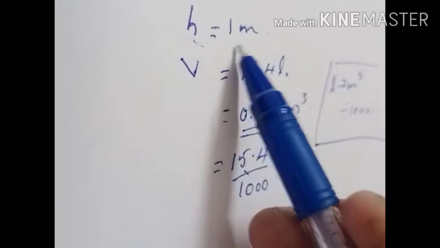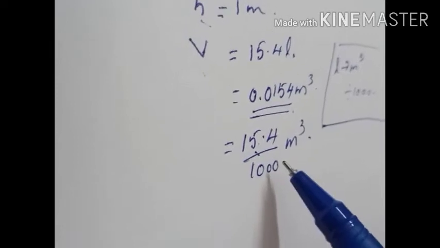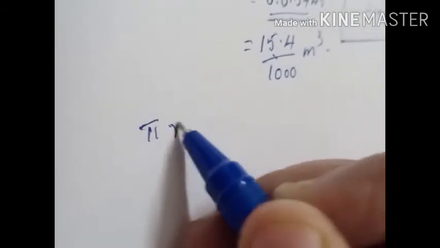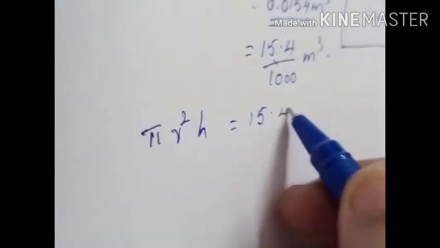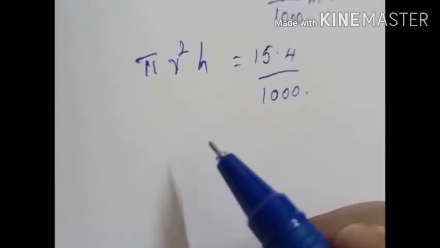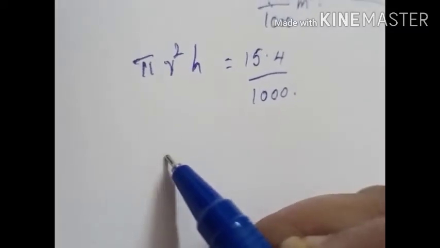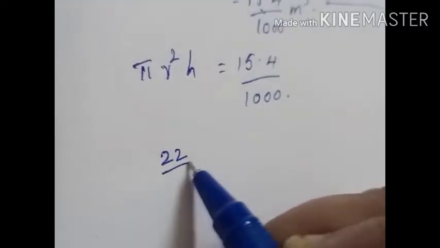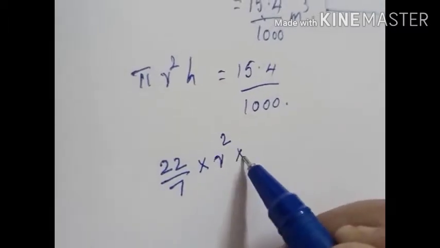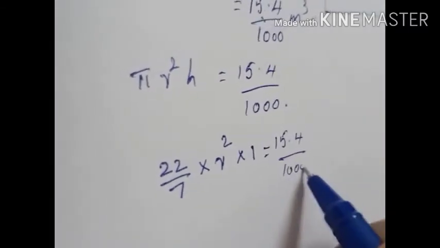So height is given as 1 meter. Volume we got as 15.4 by 1000 meter cube. Then here we have to write the equation for the volume of the cylinder, that is pi r square h, that is equal to 15.4 by 1000. So here we have to substitute the values of pi and h. So that is equal to 22 by 7 into r square. Radius we have to find, so r square itself. And height is given as 1. This is equal to 15.4 by 1000.